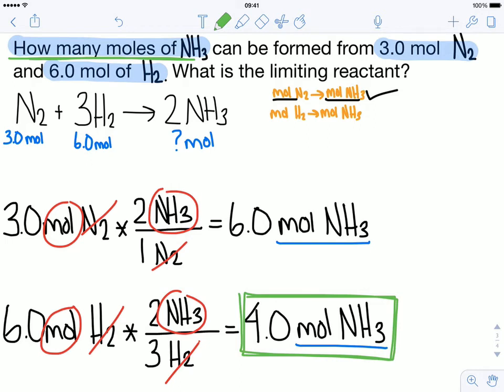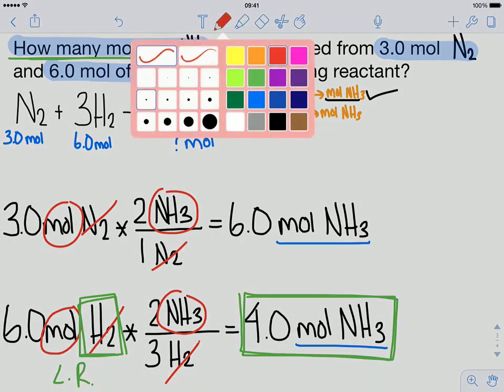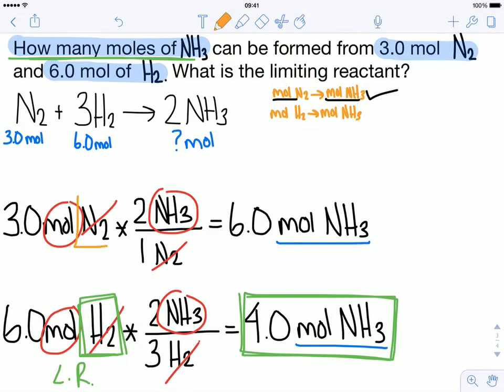The reactant that produced that amount of NH3 was H2 right here. So 6 moles of H2 gives us 4 moles of NH3. That means that H2 is our limiting reactant because it can only produce 4 moles of NH3. N2, on the other hand, will be considered in excess because there's enough N2 to get to 6 moles of NH3. But we don't have enough H2 to get to 6 moles. We only have enough H2 to get to 4 moles. That's why H2 is our limiting reactant and N2 is our excess.